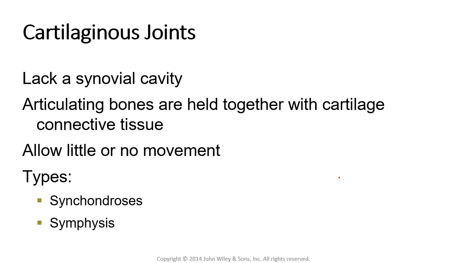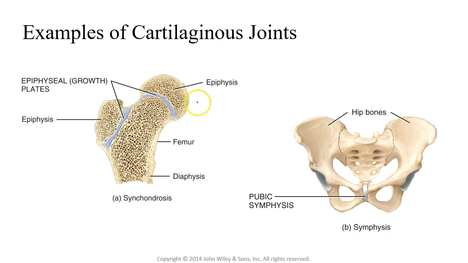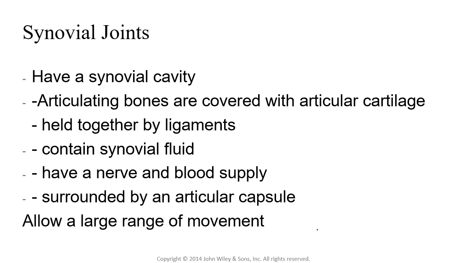Cartilaginous joints, so no synovial cavity either. We are articulating with cartilage, and then we have little or no movement. Synarthrosis, symphysis. So synarthrosis again, the epiphyseal plates or growth plates, and pubic symphysis.